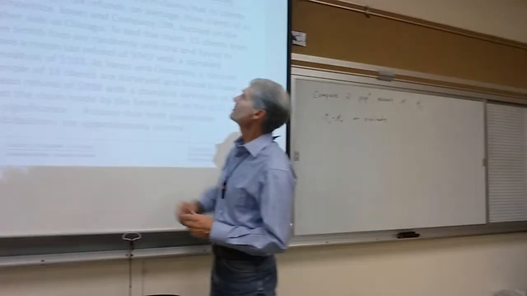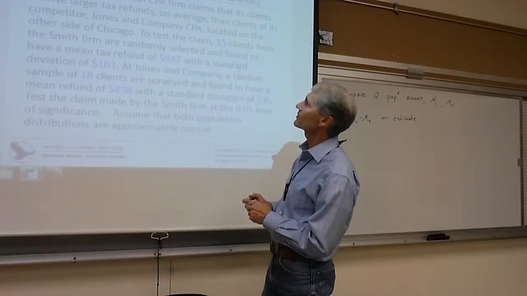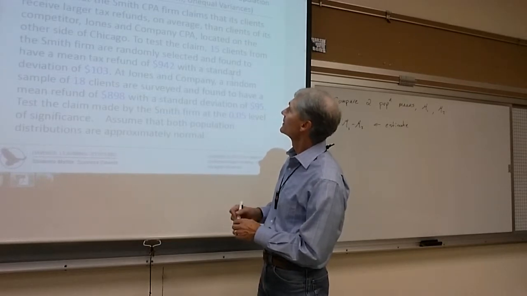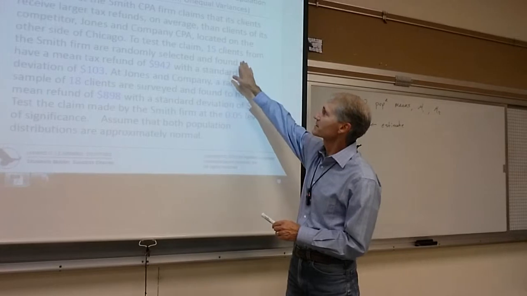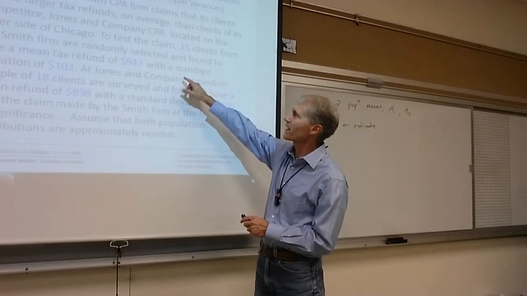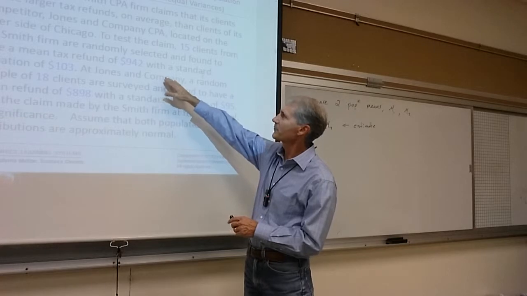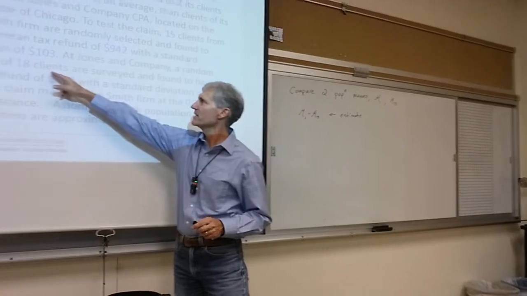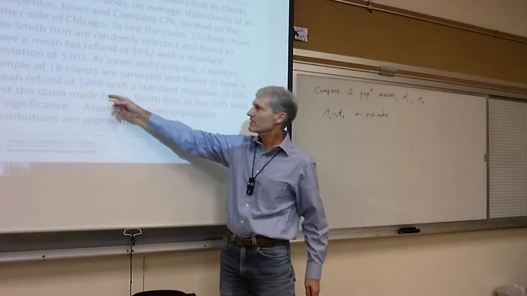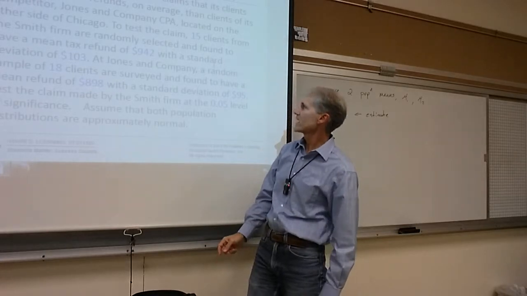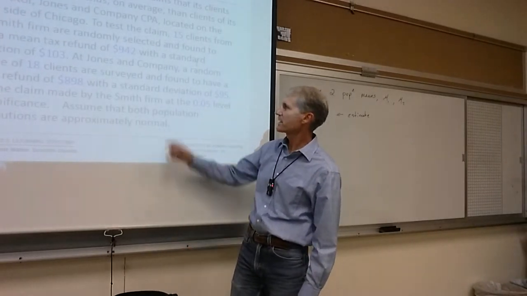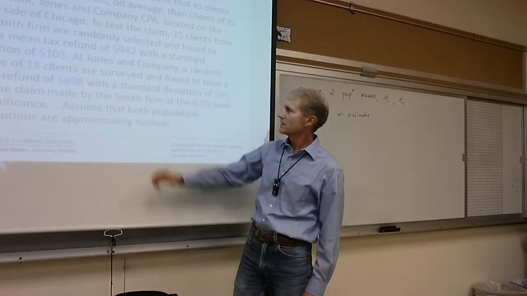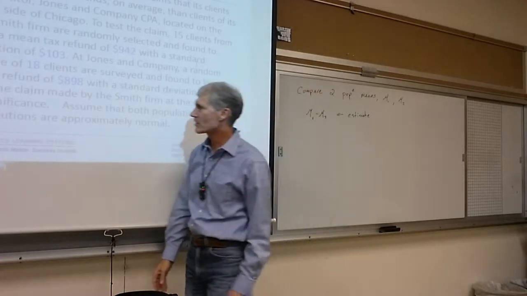Suppose that Smith CPA firm claims that its clients receive larger tax refunds on average than clients of the competitor Jones and Company. To test this claim, 15 clients from the Smith firm are randomly selected and found to have a mean of 942 and a standard deviation of 103. At the Jones Company, a random sample of 18 clients were surveyed and found to have a mean refund of 898 with a standard deviation of $95. Test the claim made by the Smith firm at the 0.05 level of significance. Assume that both population distributions are approximately normal.